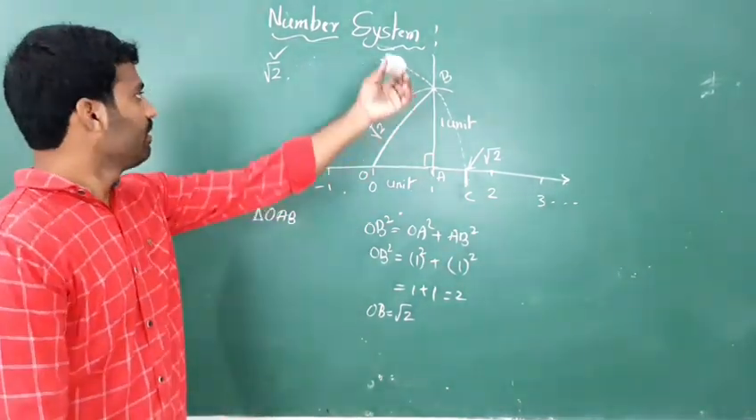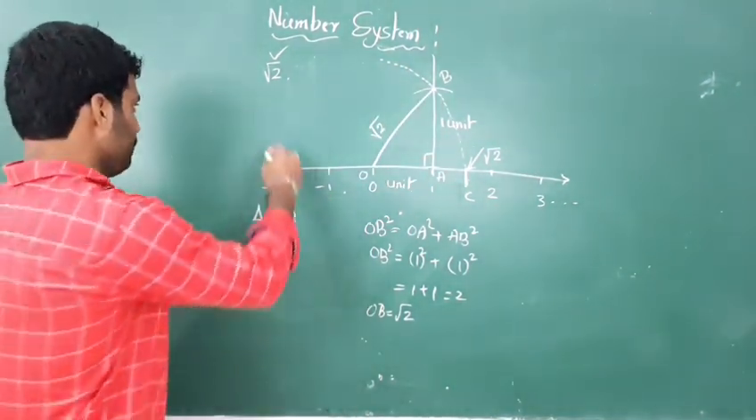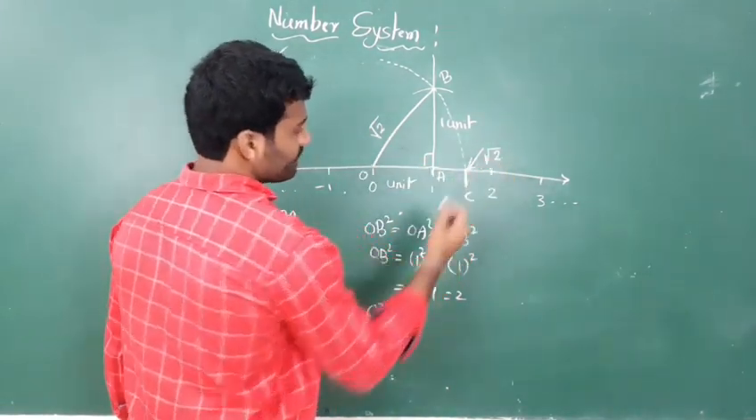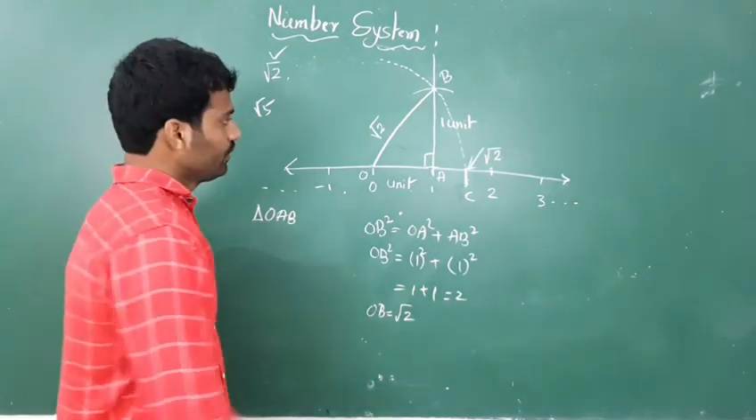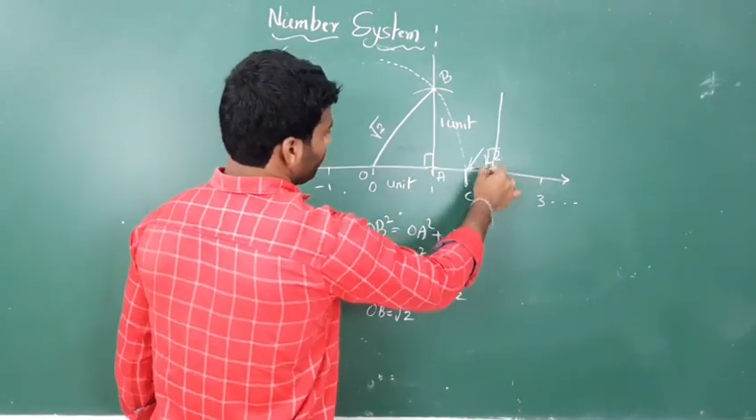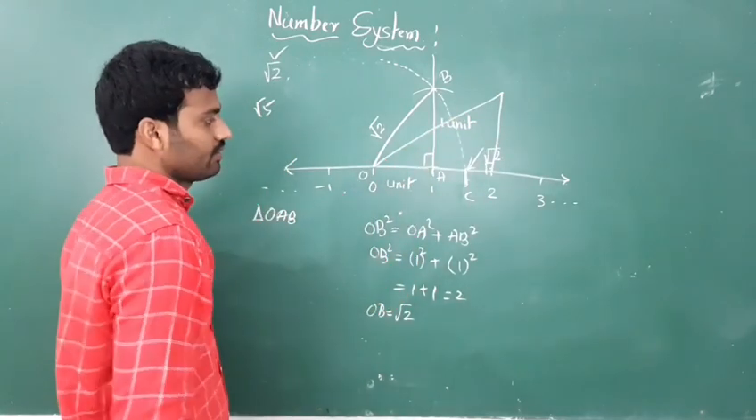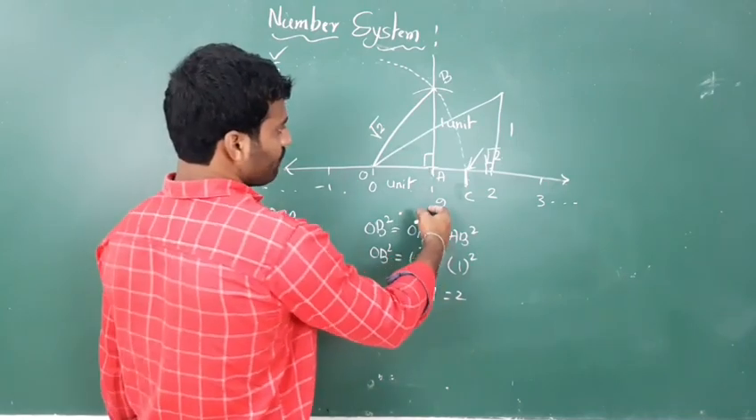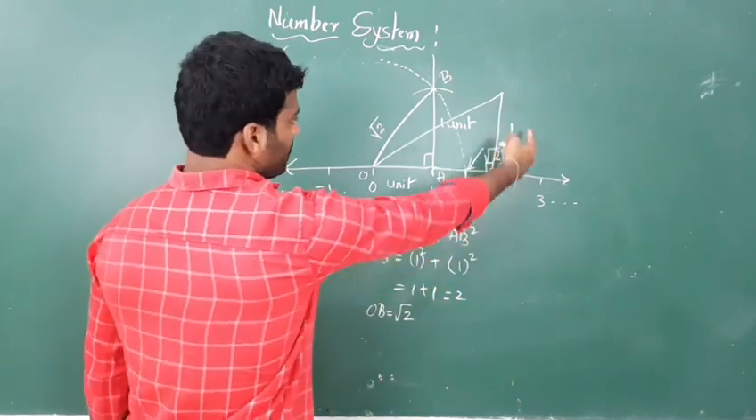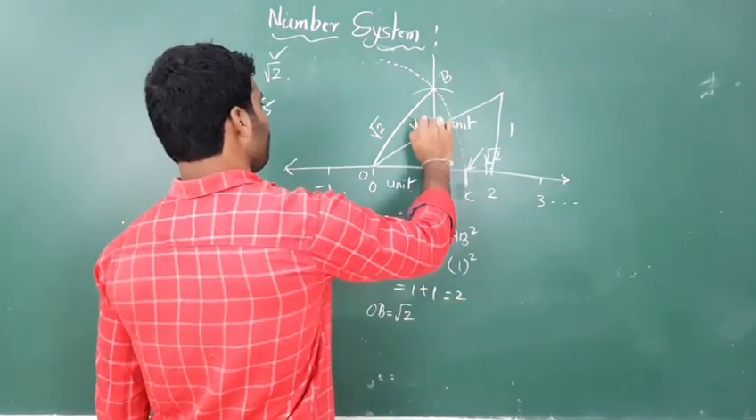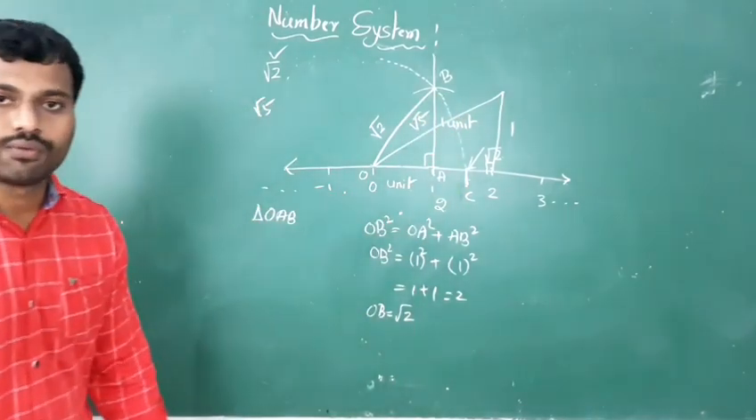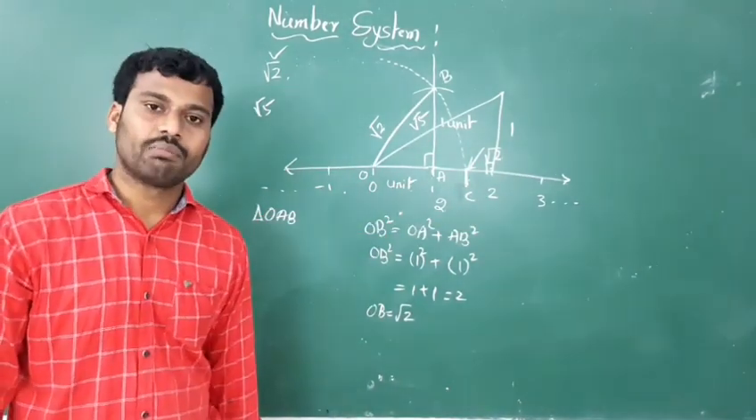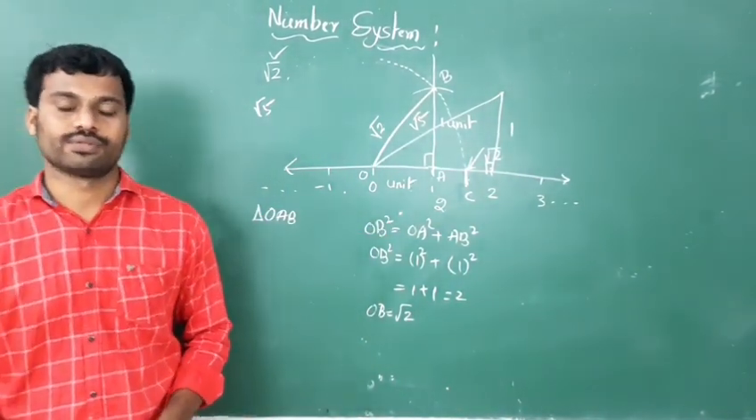If suppose they are asking to find out root 5, what you have to do? You should take 2 units. Yes, same again on the perpendicular line, 1 unit you should join. So this length is 2, here 1. 2 square is 4, 1 square is 1. 4 plus 1, 5. So taking the square root will become root 5. So again with the help of compass, you draw it. Where it intersects the number line, that will be the root 5 value.